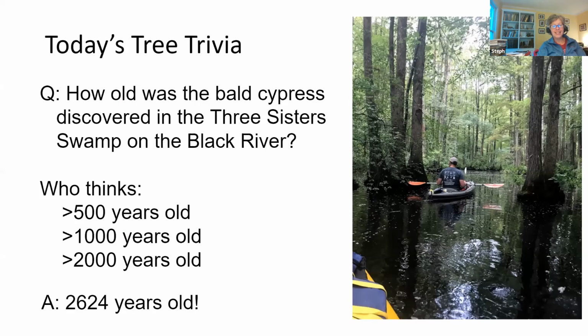The answer is they found a tree in the Three Sisters Swamp that was 2,624 years old, the estimated age, which is pretty amazing. On my bucket list is to go visit the Black River with a friend of mine, so then I can take classes to go see these amazing and ancient trees. But that's definitely the oldest tree in the southeastern United States.